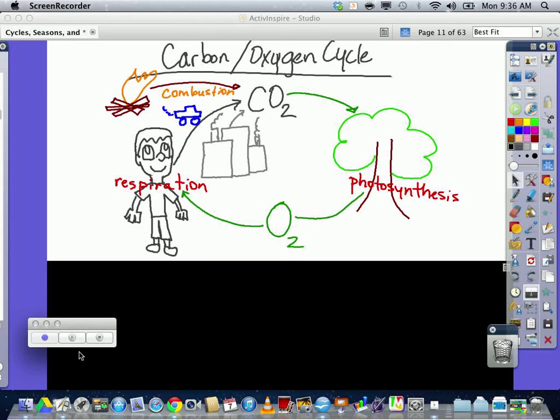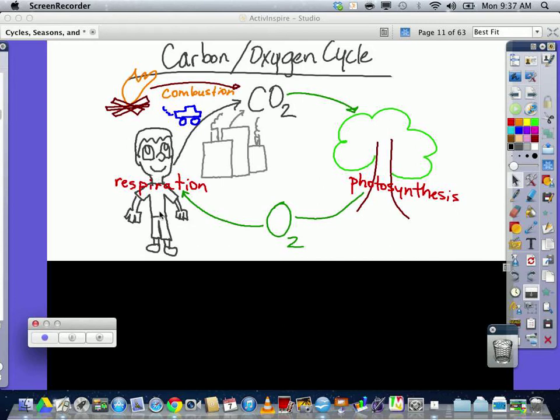Okay, we're going to very quickly review through the carbon-oxygen cycle in case you had some questions and just needed to think through that process again. Again, like the water cycle, this is a cycle, so there's really no beginning place or no end, but for our purposes, we're going to start right here just to describe the cycle.